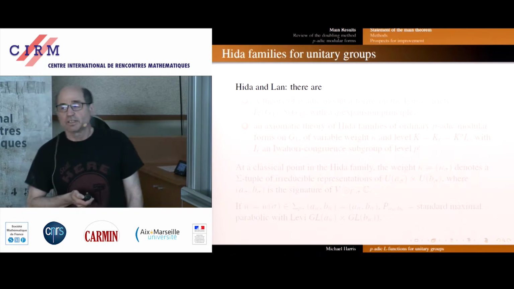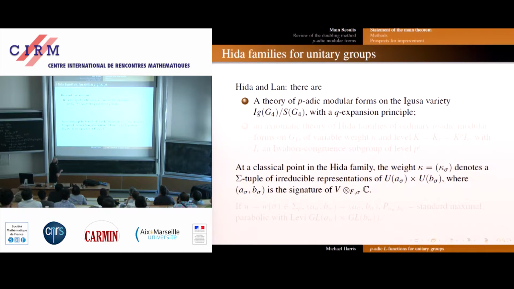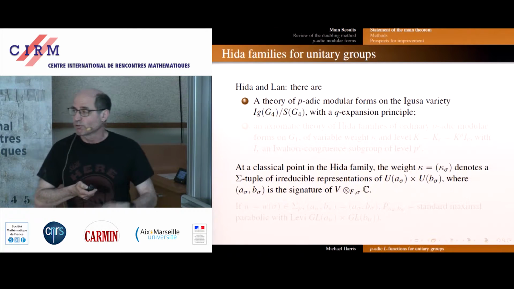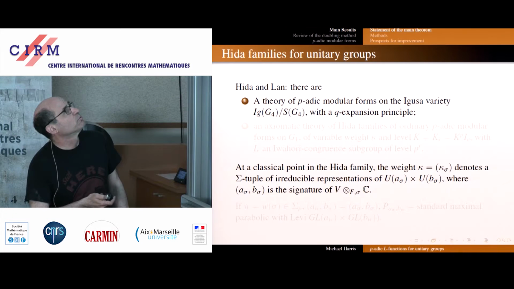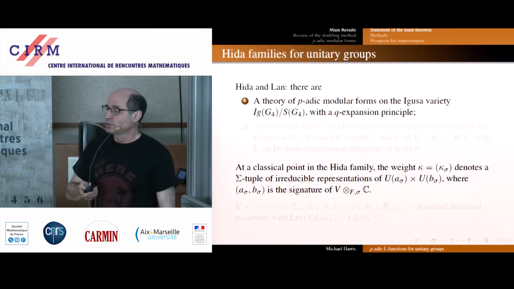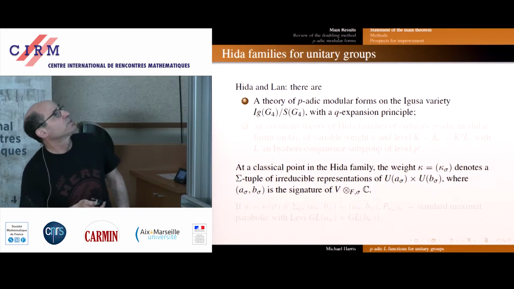All right, thanks to Hida, who gave an axiomatic presentation of Hida theory, of ordinary holomorphic modular forms, assuming some axioms that were proved by Lan. So there's a theory of p-adic modular forms on the Igusa variety, which is denoted IG of G4. That G4, remember, is the quasi-split 2n-dimensional unitary group, and that satisfies the q-expansion principle p-adically integrally. So if you want to know what a form is, it's enough to look at its q-expansion at infinity.